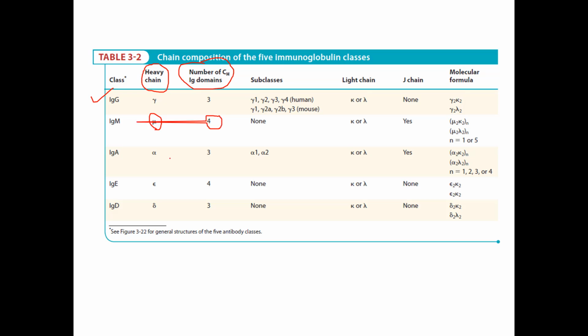IgA, composed of heavy chain alpha, consists of three constant domains. IgE, composed of heavy chain epsilon, consists of four constant domains. IgD consists of heavy chain delta, and it has three constant domains. Each of these immunoglobulin classes, or the heavy chain, can associate with the light chain kappa or lambda. So the light chain is common, but it is the heavy chain which is the differentiating factor.